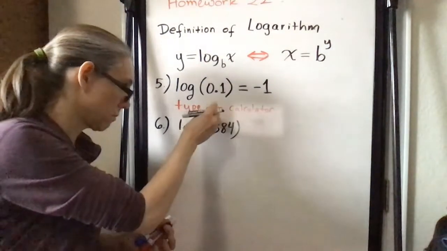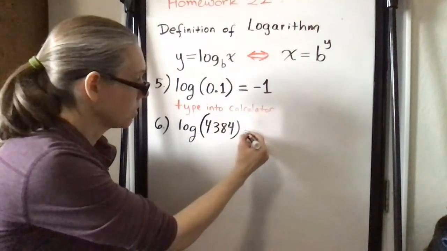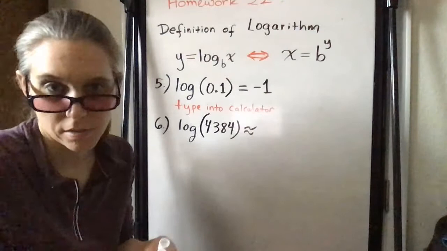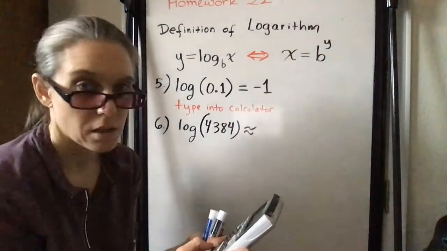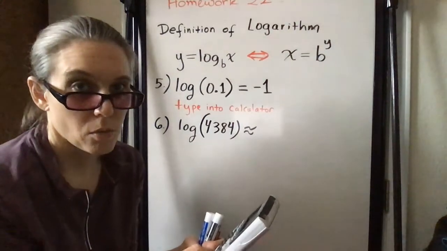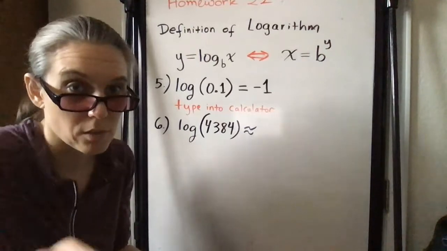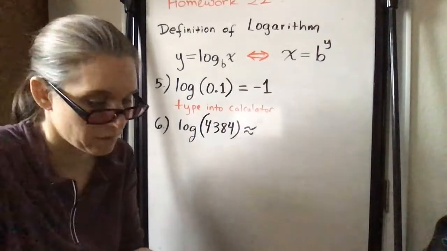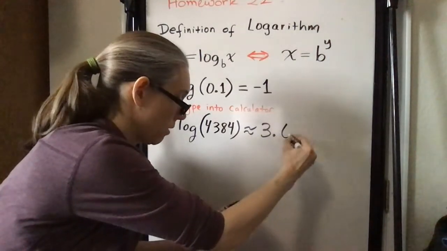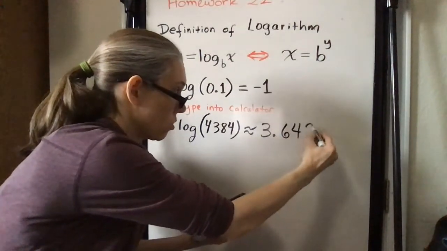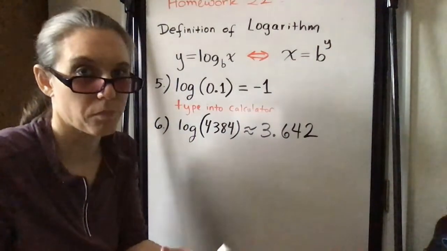Let me fix this. So we just type this in the calculator, and this one, since it's not a power of 10, you're going to need to have a decimal approximation. Log of 4384, and it says to round to the nearest thousandths. So this is about 3.642 if I round to the nearest thousandths.